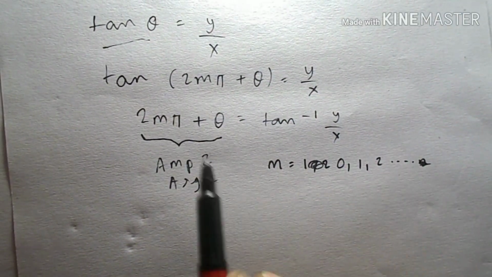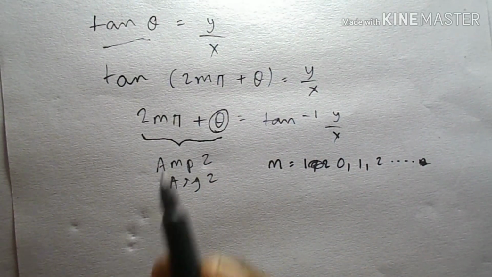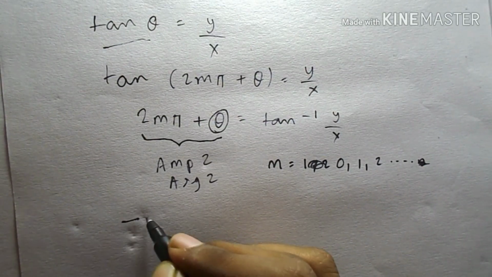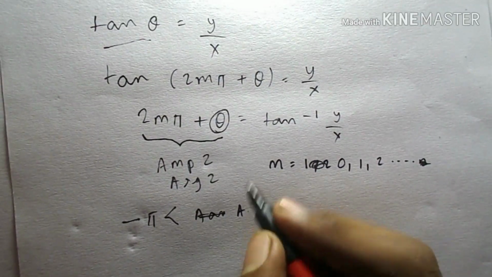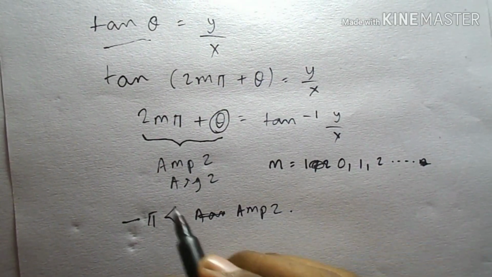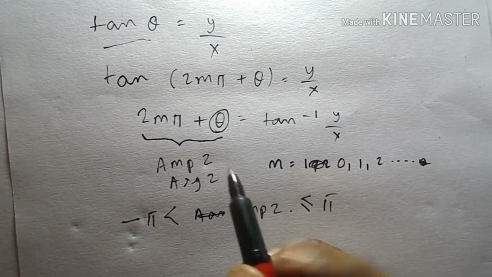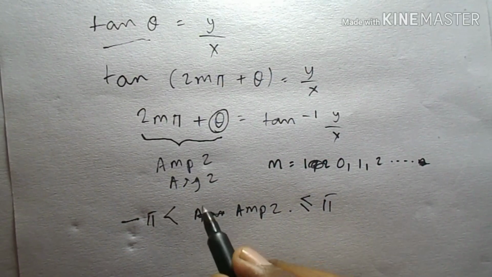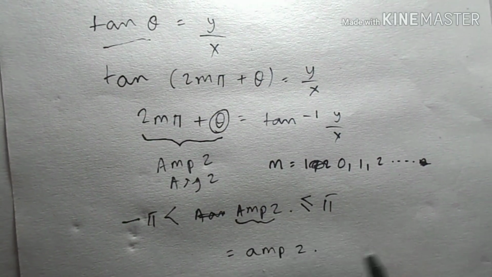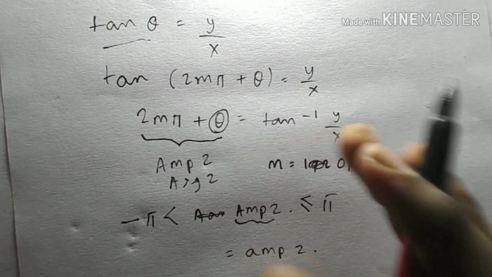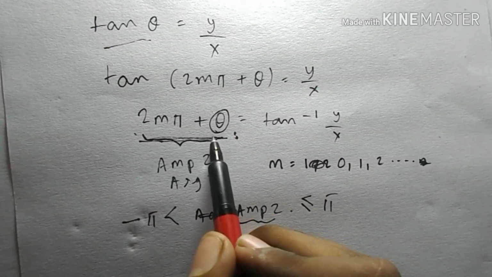But one value of this amplitude is very unique. This theta value is very unique. If the amplitude lies between minus pi and pi, if the amplitude lies within this boundary, then there can exist only one such value of the amplitude, and this value is called the principal value of the amplitude. Again, you understood that we can have infinite values of the amplitude.